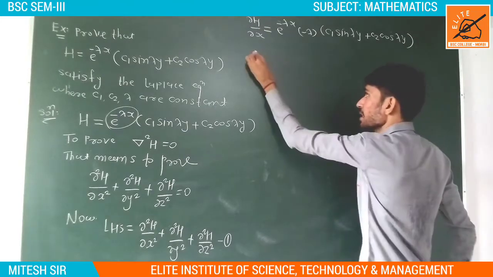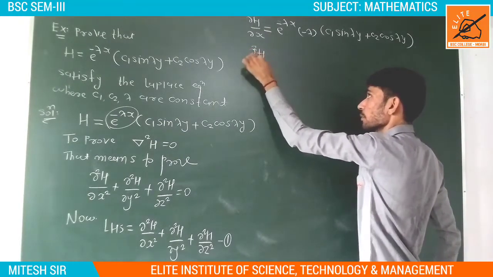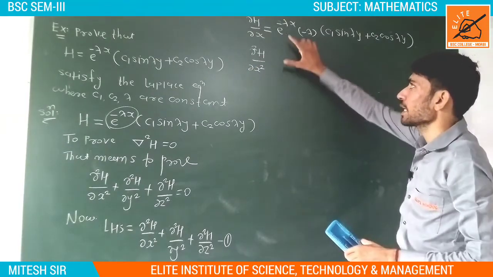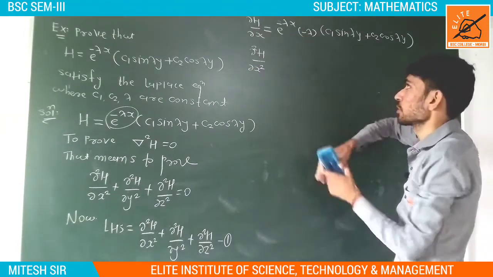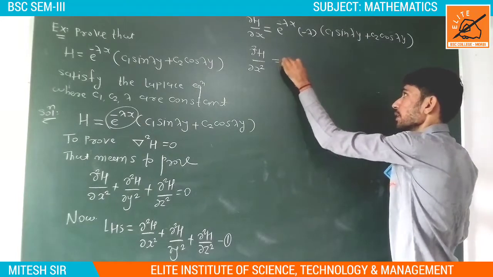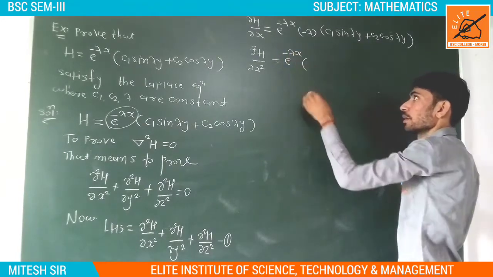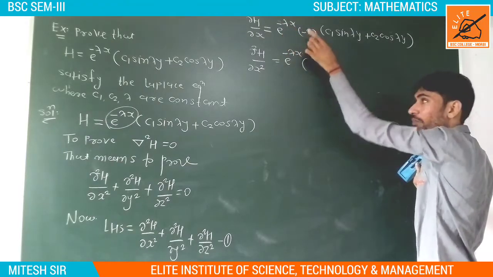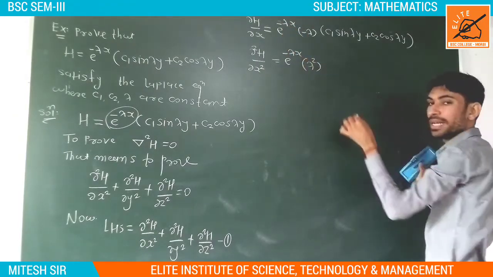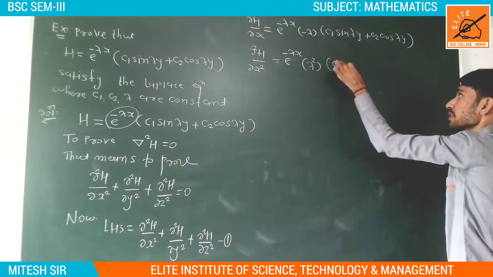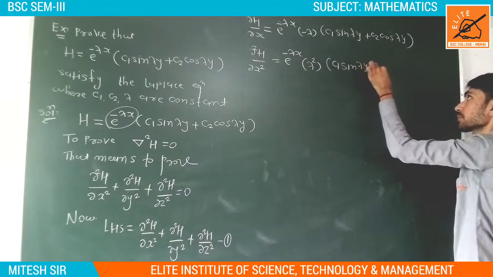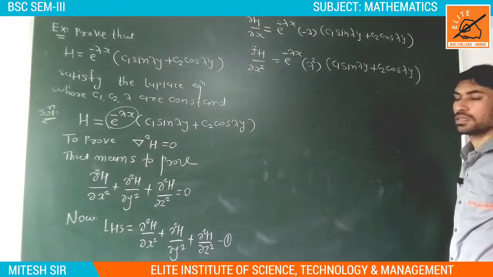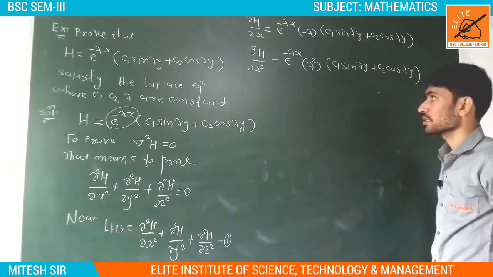Now we do partial derivative again with respect to x. So we get the value of del square h upon del x square. Again we do partial derivative with respect to x. So the derivative of e raised to minus lambda x is e raised to minus lambda x, and again minus lambda comes next to it. Since we already had minus lambda, minus times minus becomes plus lambda square. This term remains as it is: c1 sin lambda y plus c2 cos lambda y. So this is the value of del square h upon del x square.